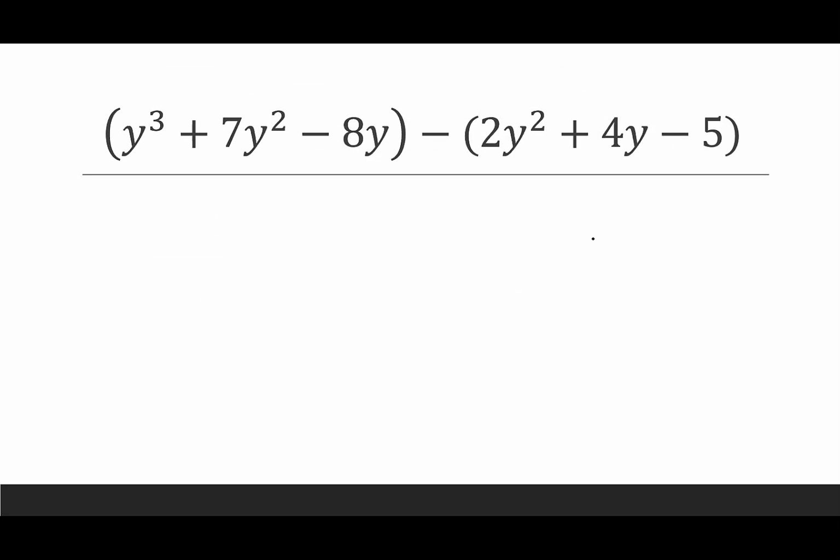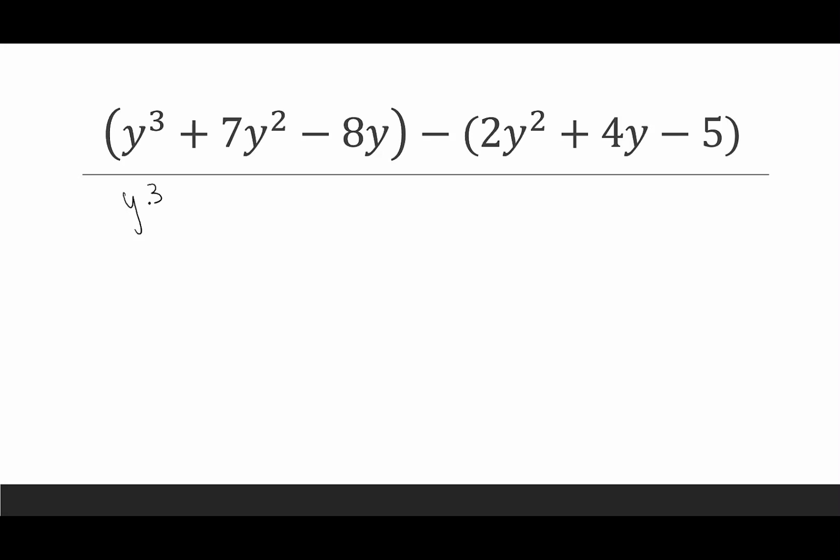Our second example says y cubed plus 7y squared minus 8y minus parentheses 2y squared plus 4y minus 5. It's very important here that you look at the negative sign being applied to the whole piece of 2y squared plus 4y minus 5. So the first thing I'm going to do is rewrite this expression.